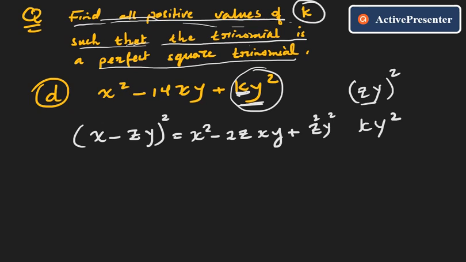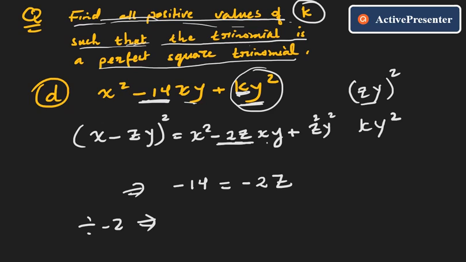Now complete. You have here minus 2z and here minus 14. Minus 2z multiplied on xy and minus 14 multiplied on xy. This implies that minus 14 is equal to minus 2z. Now divide both sides by minus 2. This implies that 7 equals z. Now we got z, but we don't know what k is.